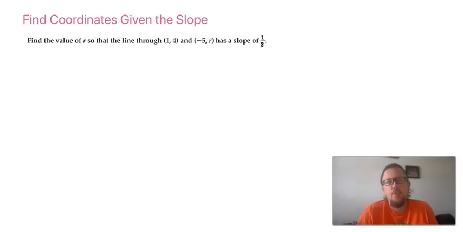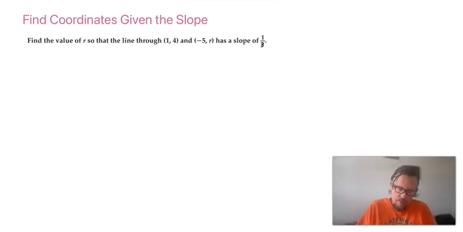We're going to take what we have learned about slope so far, and we're going to combine it with what we've learned about solving equations. This problem gives us one coordinate, (1, 4), and part of a second coordinate. It gives us -5 and r. So we have the x coordinate, but not the y coordinate. And then it tells us the slope between these 2 points is 1/3 and asks us, if we know the slope is 1/3, what would that missing y coordinate be?